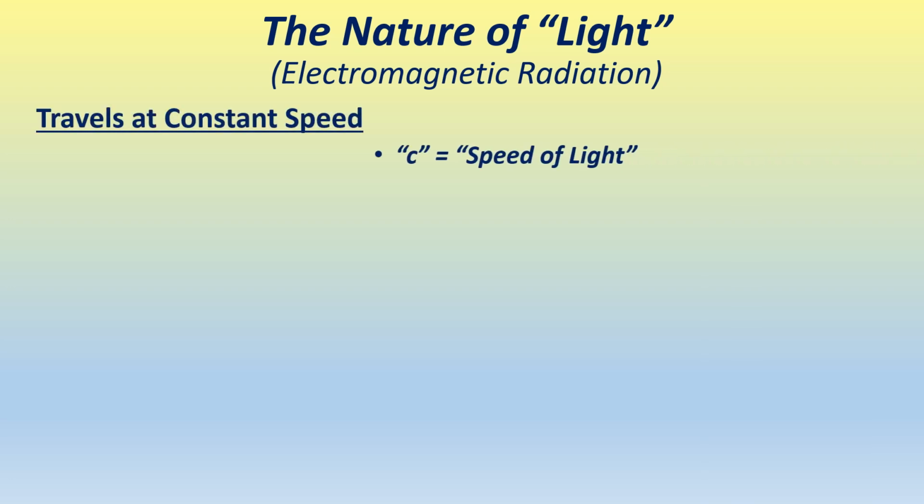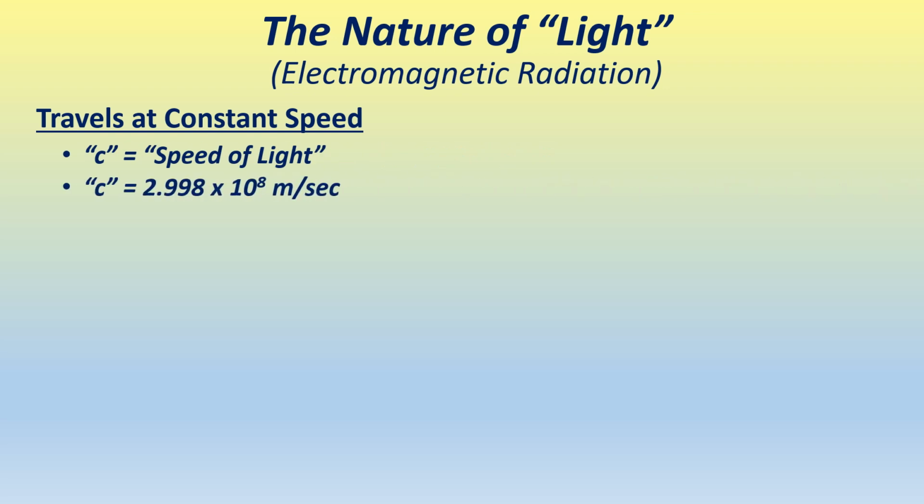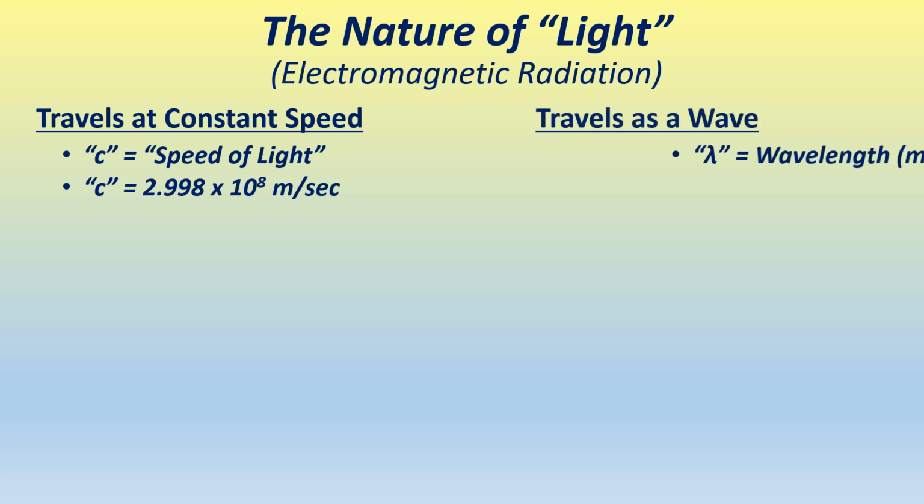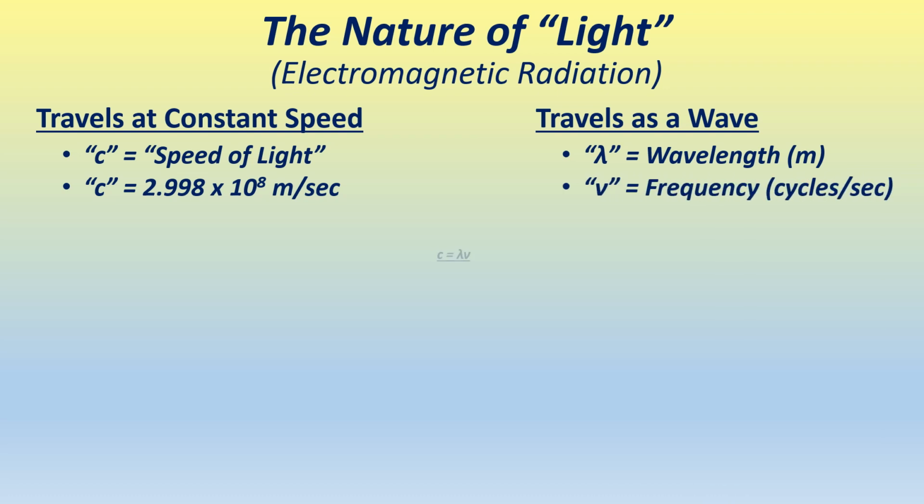For example, they knew that all radiation traveled at the speed of light, which is a universal constant of 2.998 times 10 to the 8th meters per second. They had also observed that light traveled as a wave, which means it had a wavelength, the distance from the height of one wave to the height of the other, and a frequency measured in cycles per second, leading to a relationship where, the speed of light being a constant, there was an inverse relationship between wavelength and frequency, so that the speed of light always equaled the wavelength times the frequency.